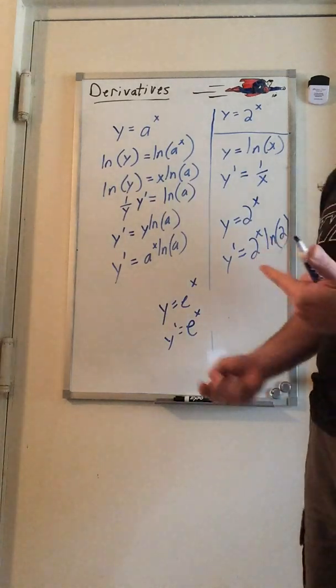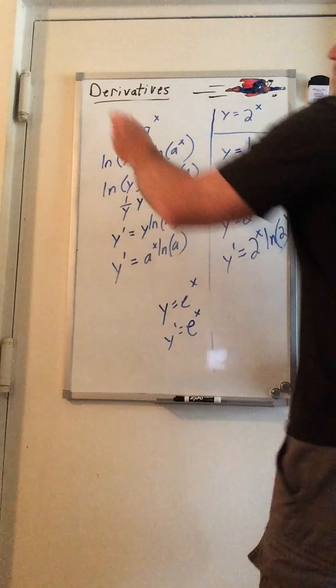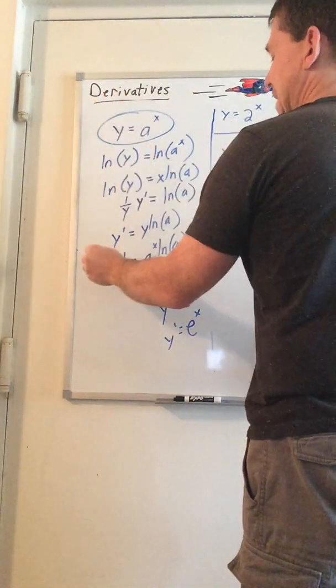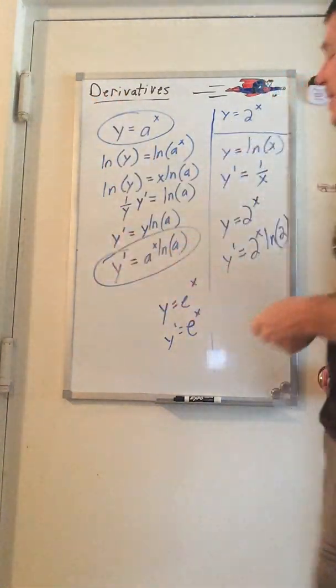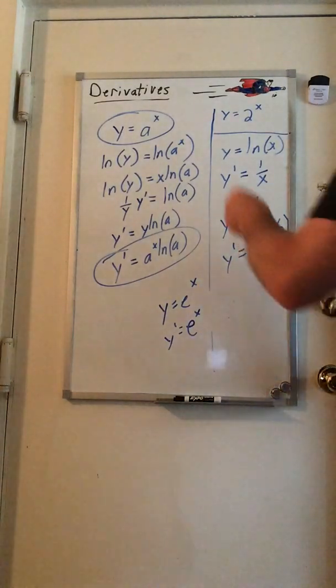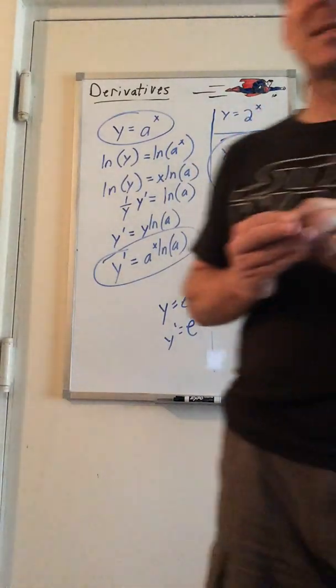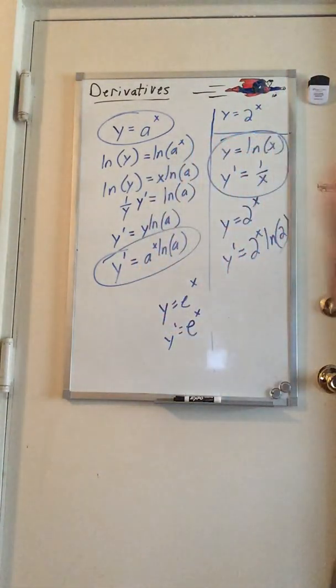So there's actually different ways you can manipulate, as long as we understand if y is a to the x, y prime is a to the x ln a, if y is e to the x, the derivative is e to the x, and if y is ln of x, y prime is 1 over x. I'm going to make another video doing some examples of these.